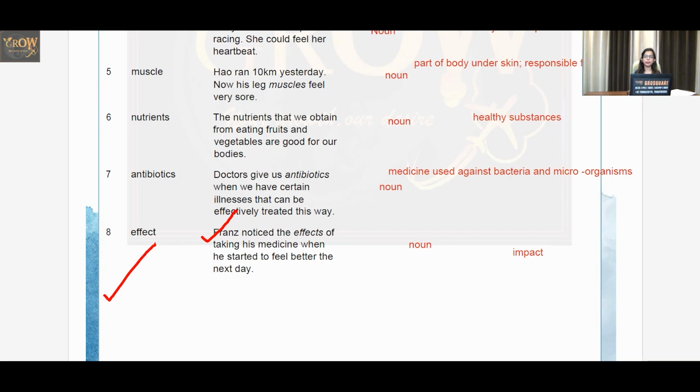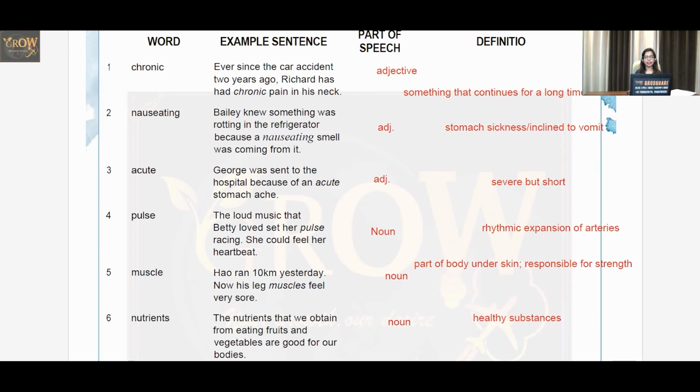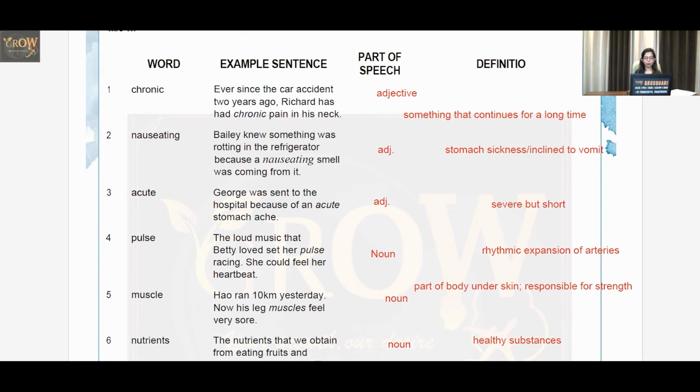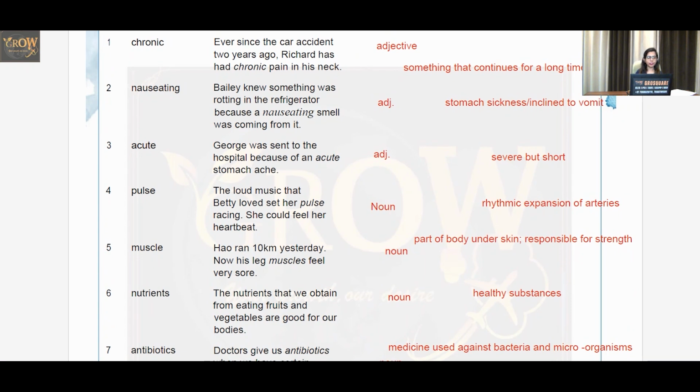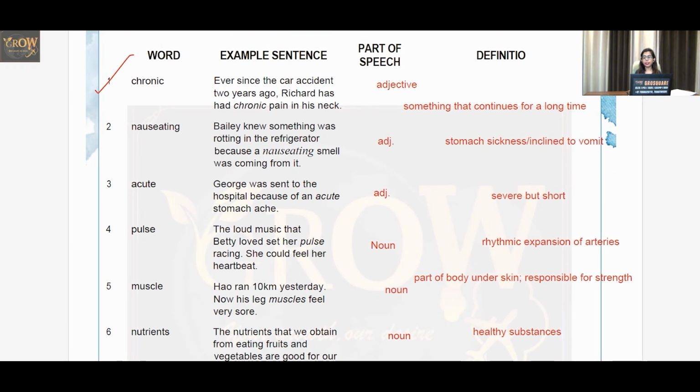So we have covered 8 vocabulary words till now. So now let's quickly revise them all. If you want to note down the meanings and part of speech, like which part is this, then you can. If you want to take the screenshot, then also it's fine. So let's revise it very quickly. So the very first word is chronic, right? So what chronic means? It means something that continues for a long time, right?